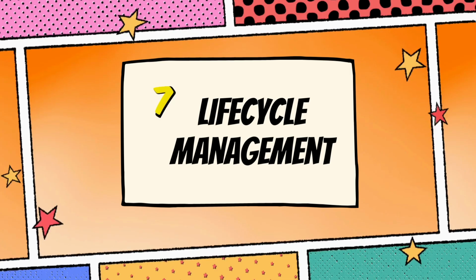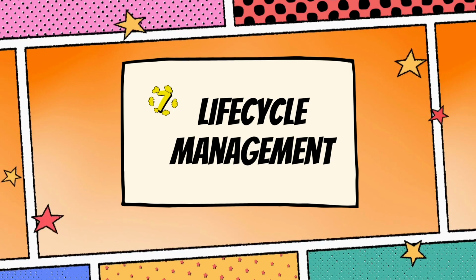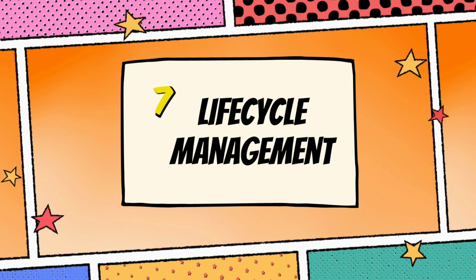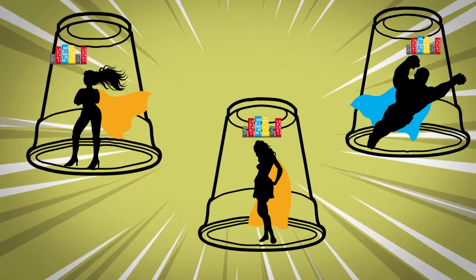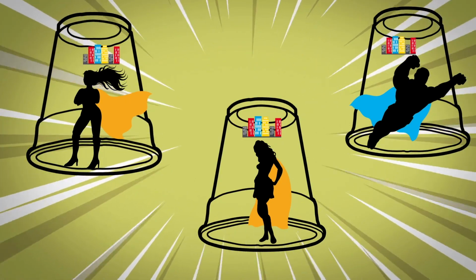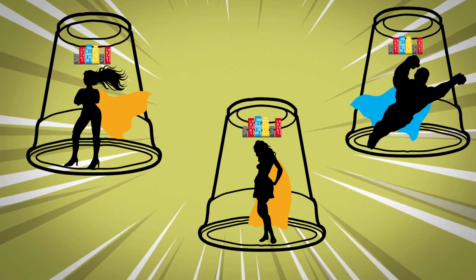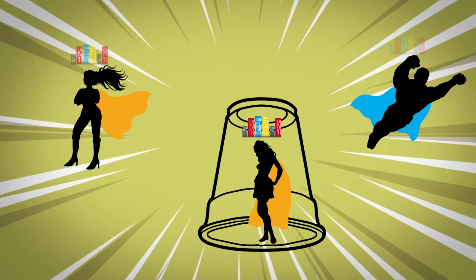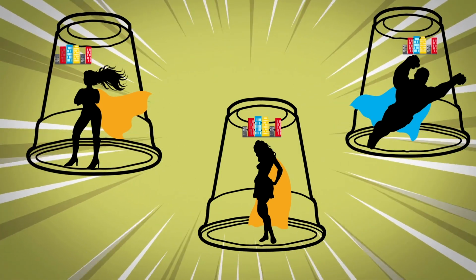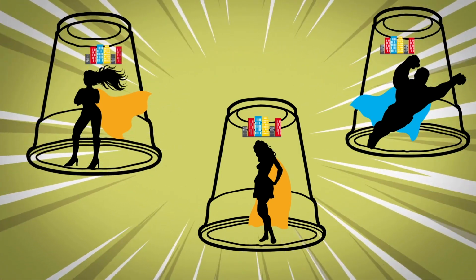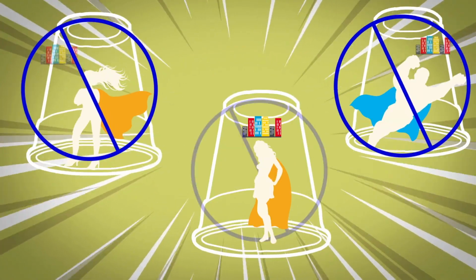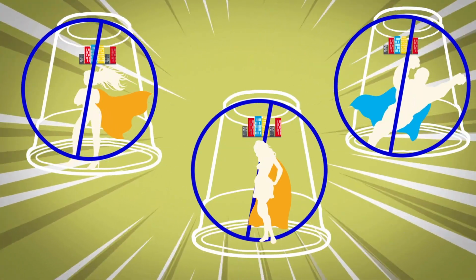7. Lifecycle management. The containers within a pod have the same life cycle. When a pod is created, all the containers start together, and when a pod is deleted, all the containers are terminated. If you have a superhero team in a pod, all the superheroes in the team are born or started at the same time when the pod is deployed, and they retire or stop together when the pod is deleted.